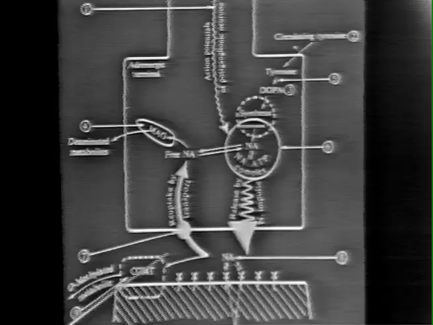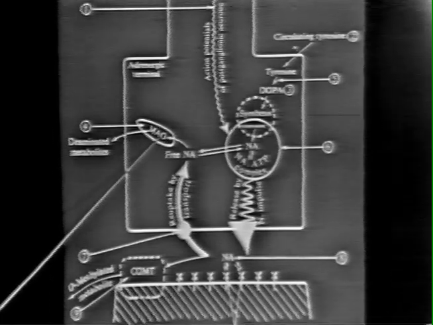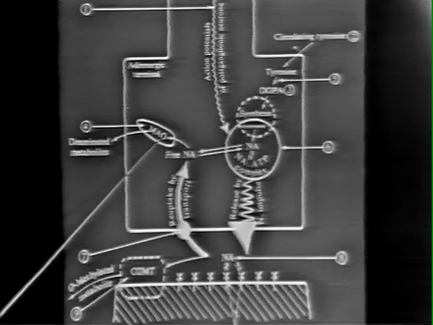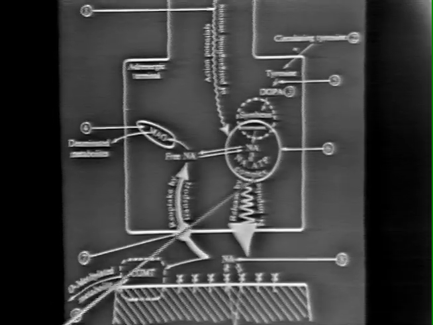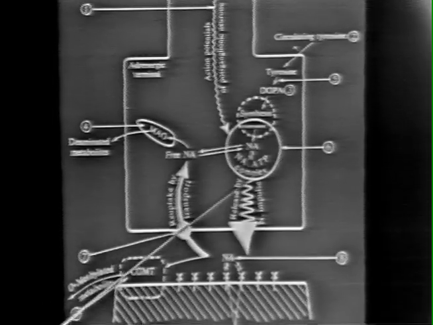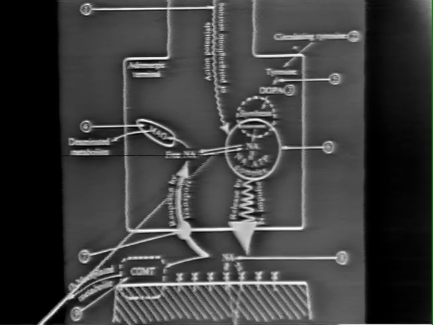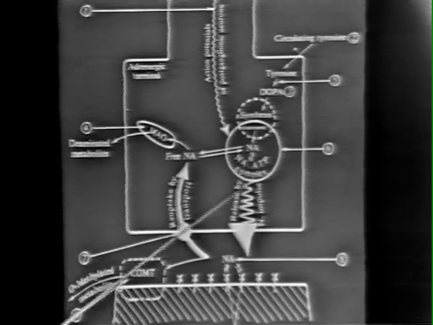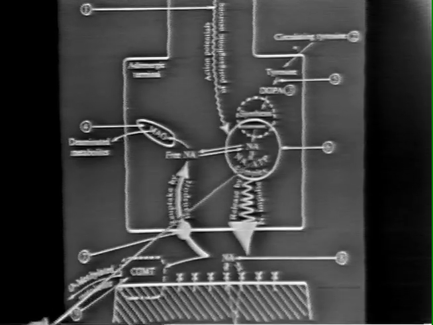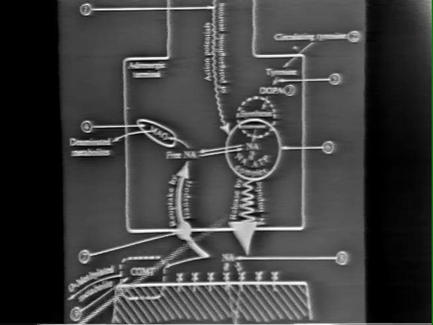Once back inside the nerve terminal, the norepinephrine can be inactivated by the enzyme monoamine oxidase, which is located or associated with mitochondria, or it can be transported into these intracellular storage granules. Now, these storage granules are the site where the major portion of the intraneuronal norepinephrine is stored in a physiologically inactive form. It appears that it's stored as a complex with ATP and with some macromolecular substance that is non-diffusible.